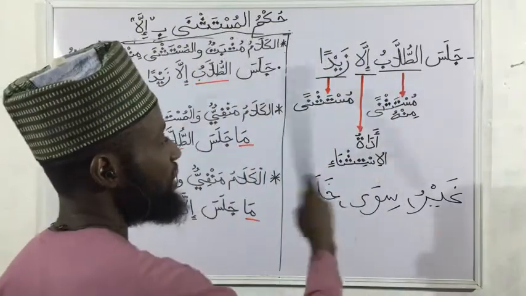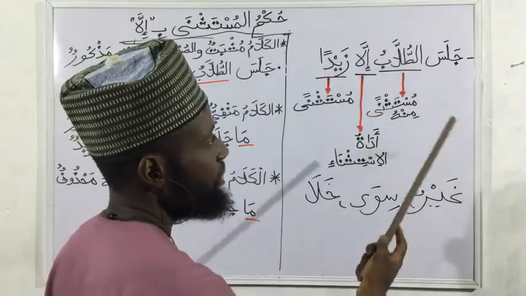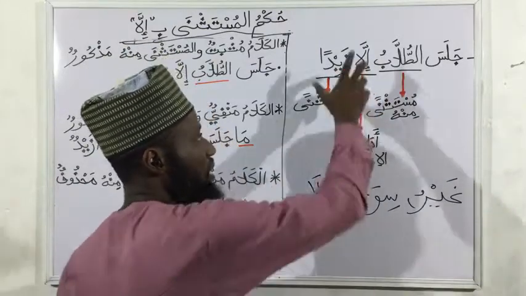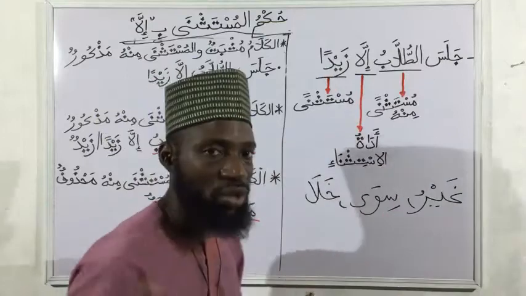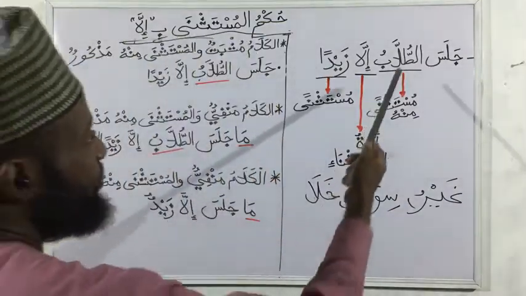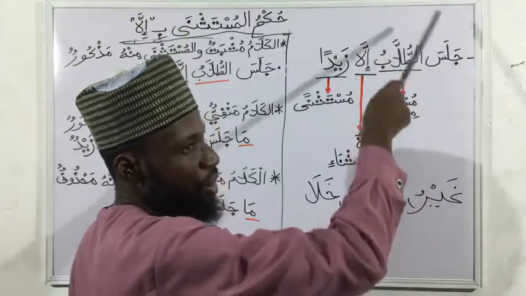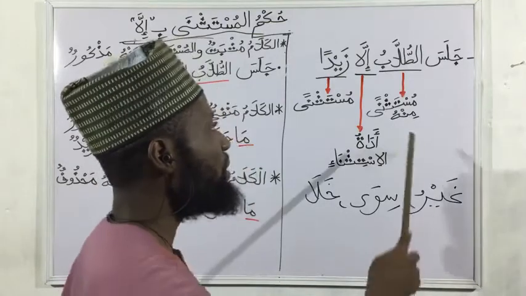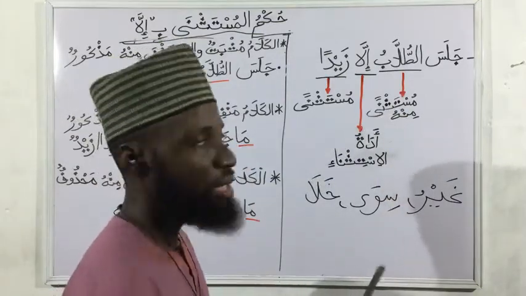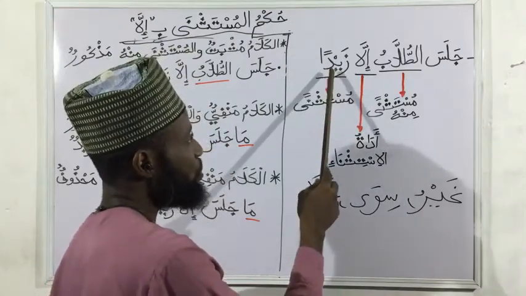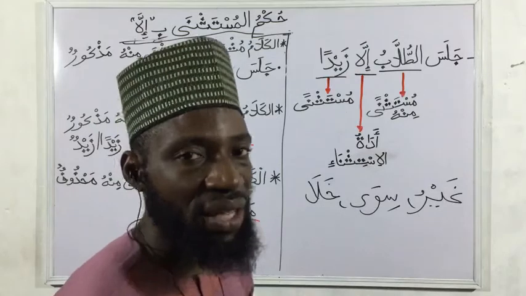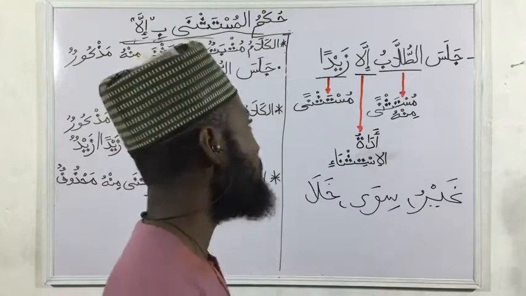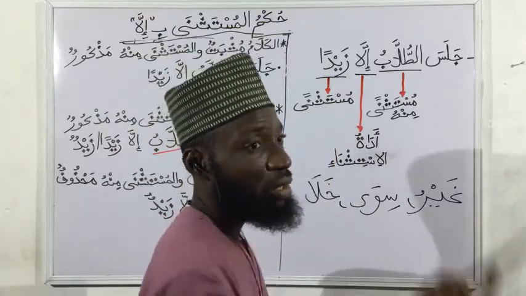Now, for instance, look at this statement: Jalasatul labu illa zaidan. The students sat except Zaid. So this is an exception. When we have a statement like this, we have our terms, which we were told last week. We have the tulab. This is the general group of an event, those who perform the event, all the entities. So we call that mustasna minhu. If we also have somebody who deviated from the general event, who did not perform the event with them, we call that mustasna, and that is the most important thing we are looking at today.